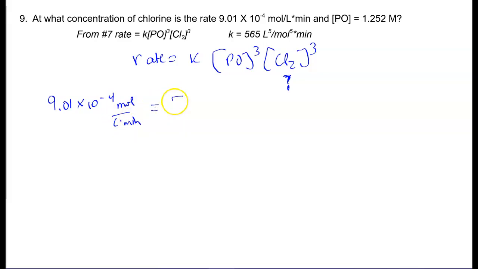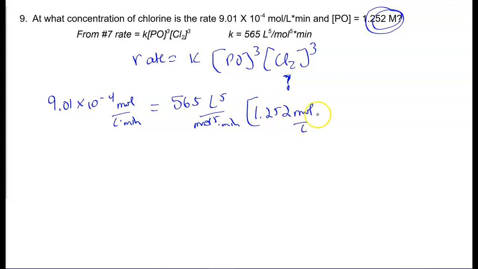equals K, which we already knew from previous work. It's 5.65 liters to the fifth over moles to the fifth times minutes. It gives us the concentration of PO right here. So 1.252 moles over liters. And instead of using square brackets, I'm going to cube that because I'm going to need to cube that times Cl2 cubed. So now I'm going to figure out what my values are. All my math is here.